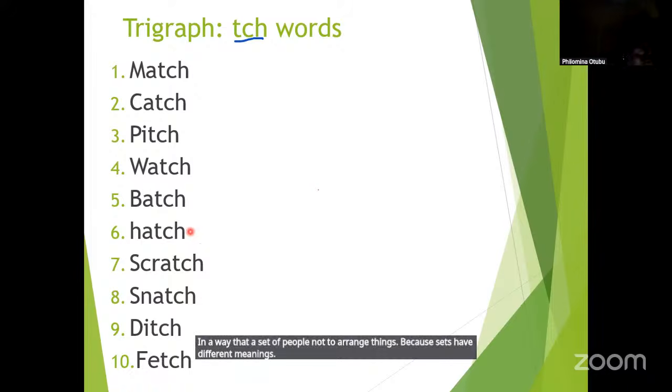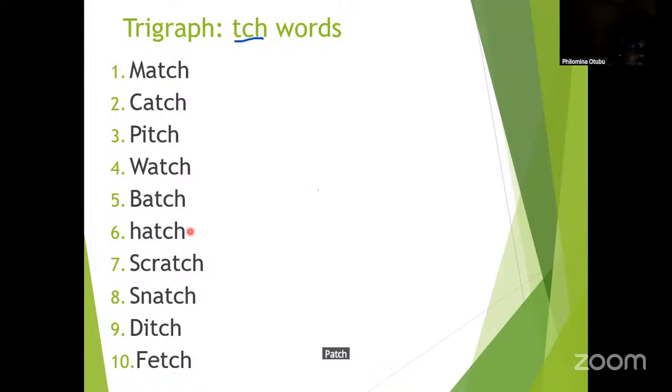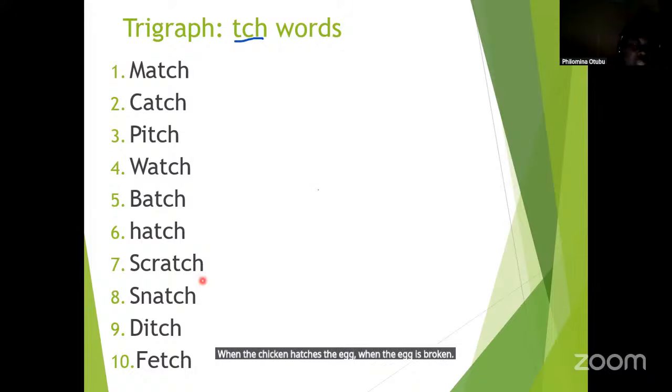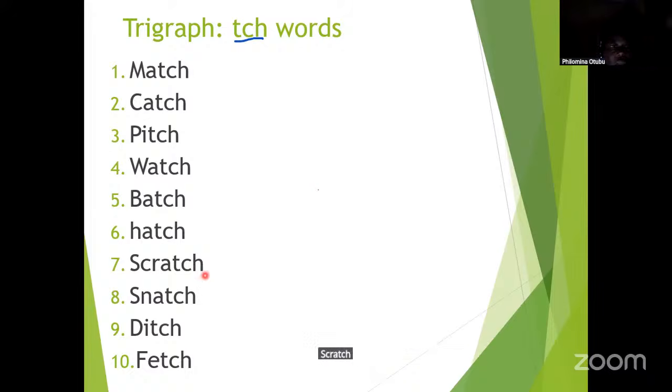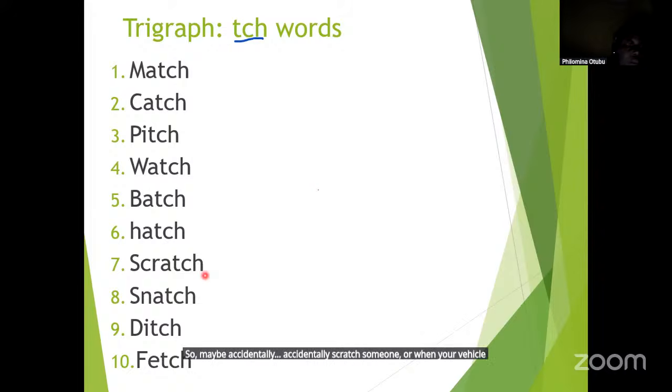Then the next one is hatch. Hatch means when a hen or chicken hatches the egg, when the egg is broken. Then we have scratch. So maybe you accidentally scratch someone, or your vehicle is scratched. To make a mark on something, either on the vehicle or on your skin, accidentally you scratch yourself.